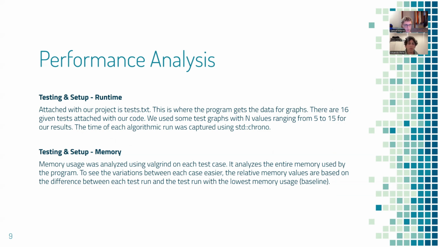For testing memory, memory usage was analyzed using Valgrind for each test case. This analyzes the entire memory of the program, so we would call the program with one specific test case instead of all of them, and then we just manually recorded the data for that. These values are obviously very large because it's the entire memory output of the program. So we use the relative memory values in our graphs, which is based on the difference between each test run and the test run with the lowest memory usage. So the lowest memory usage test run will have a memory of 0, but then every test run after that is based on how much more memory it is using with that end value.